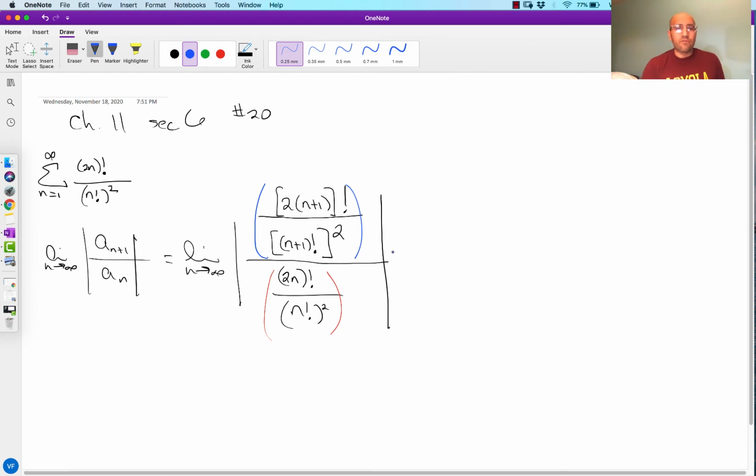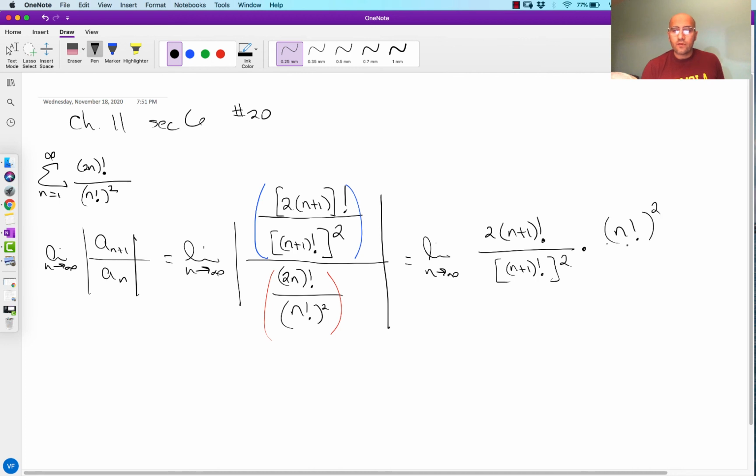In order to simplify that, we multiply the numerator times the reciprocal of the denominator. So this will simplify as the limit as n goes to infinity of the numerator, which is 2 parentheses n plus 1 factorial divided by n plus 1 factorial, and that is itself raised to the power of 2, times the reciprocal of the denominator, which is n factorial squared divided by 2n parentheses factorial.